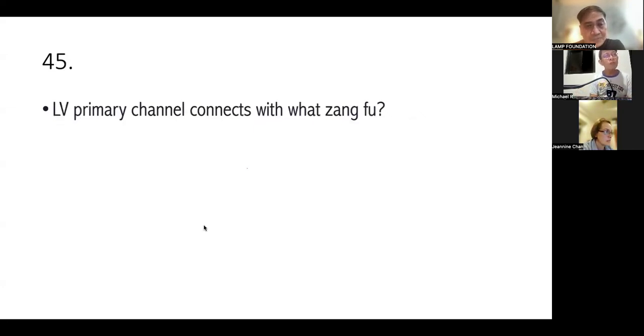Number 45. The liver primary channel connects with what? The answer is liver, gallbladder, lungs, stomach, also the eye system and the genitals. Yes, so now you know it's all there. This is what's exciting: when you say liver primary channel, it doesn't mean na puro liver lang. So you should know the corresponding genitals, liver yan. The eye. Interconnected lahat.